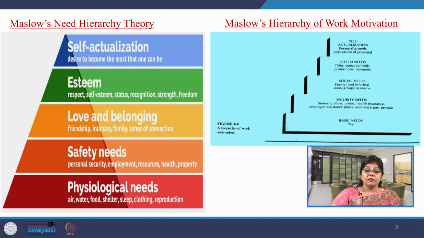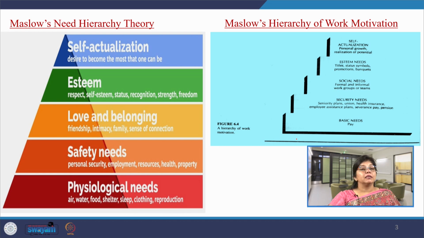And the last, which is the topmost and very difficult to actualize or to reach, is self-actualization. It is a desire to become the most that one can be. It is completely based on an individual's experience. So, this is the general Maslow's need hierarchy theory, which talks about the needs which prevail in work and non-work domains. But next to this, he has also identified the hierarchy of work motivation based on the needs at work.